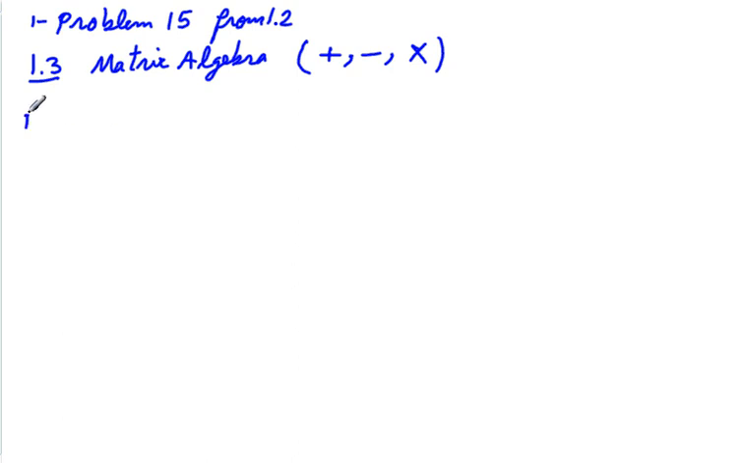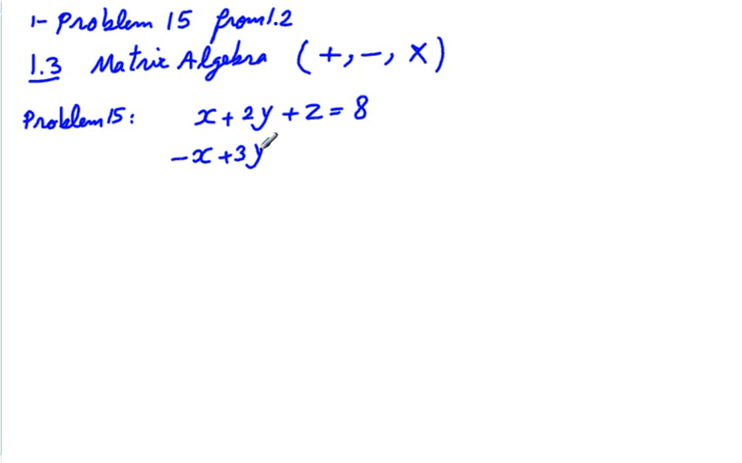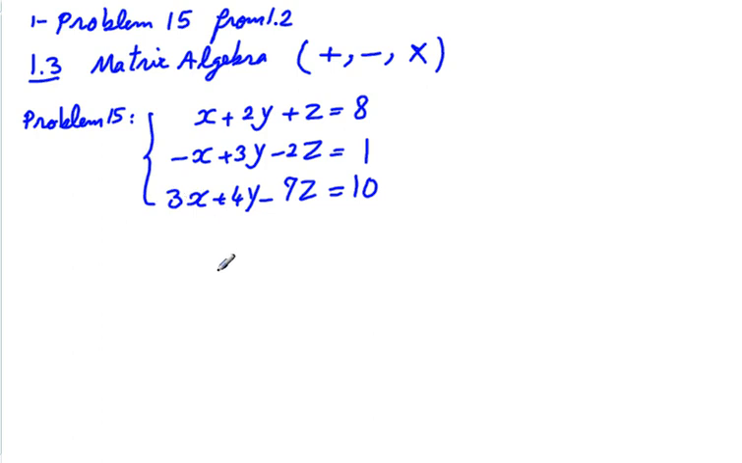Problem 15 says to go ahead and apply Gaussian elimination to the system: 2y plus z is equal to 8, minus x plus 3y minus 2z is equal to 1, and 3x plus 4y minus 7z is equal to 10. Of course, we want to use the matrix version just to get ready with matrices.